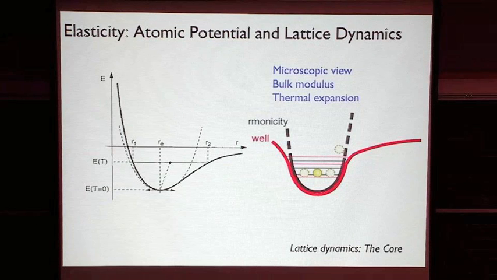So from the atomic potential point of view, you have energy as a function of distance. In the ideal case, you have a harmonic crystal, and the shape of this curve will determine the bulk modulus. If the shape is very steep, then you have a higher modulus. If it's more open, you have a lower modulus.